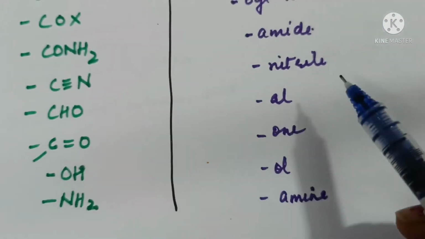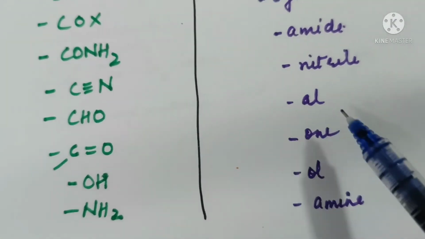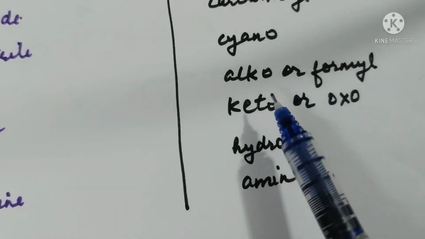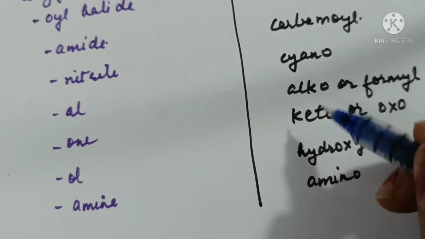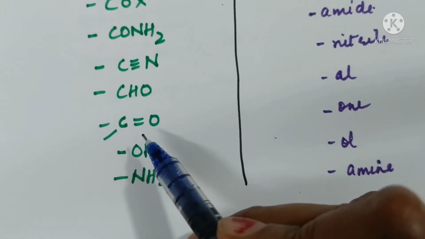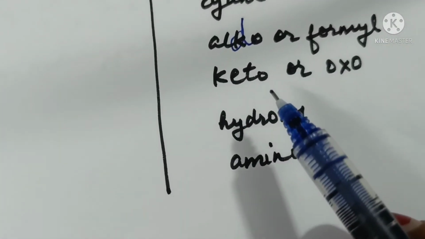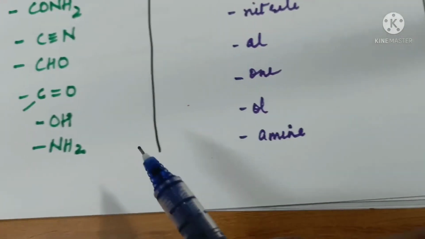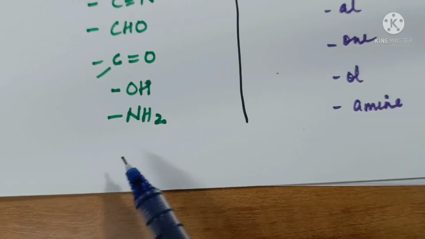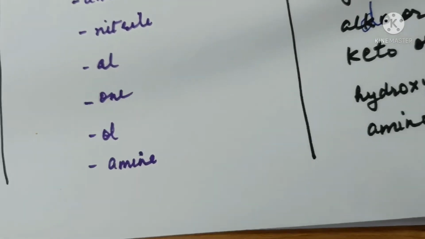For CN, nitrile is the suffix, otherwise it's called cyano. For CHO, al is the suffix when it's used as the principal functional group, otherwise the word aldo or formyl can be used for it. Then for ketone, one is used as suffix when it's the principal functional group, otherwise we use the name keto or oxo for it. For OH, the suffix will be ol and prefix will be hydroxy, and for NH2 the suffix will be amine and prefix will be amino.